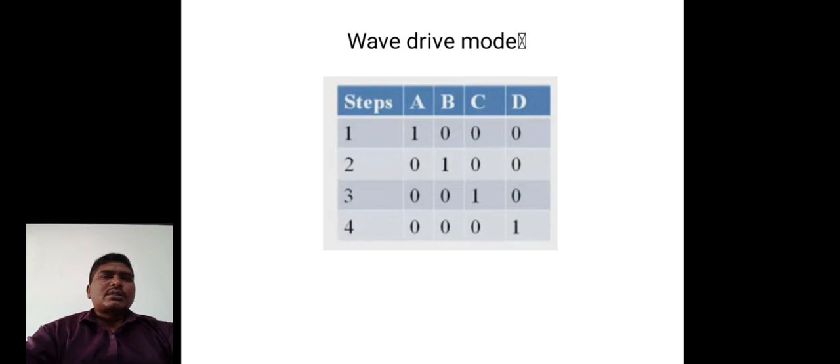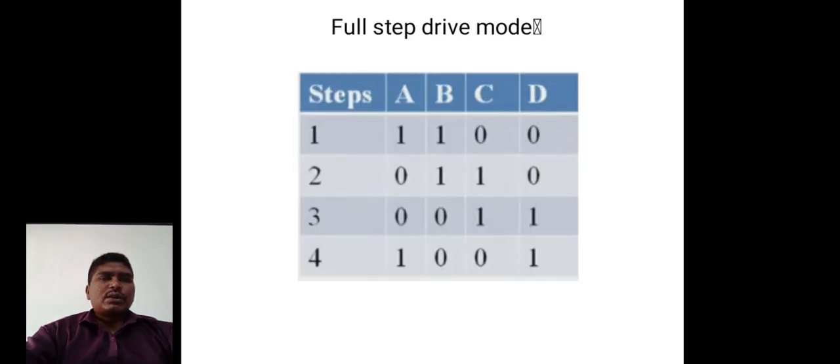The next one is full step drive mode. In full step drive mode, two coils are energized at a time. If you see this table, at step 1, coils A and B are both energized. Then at step 2, the next two coils, B and C, are energized. Similarly, step 3 and step 4.